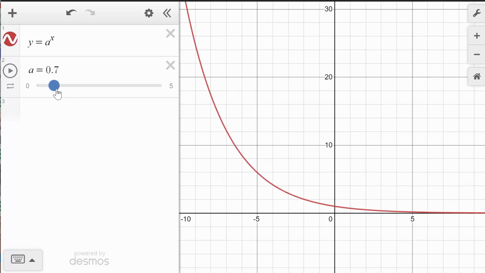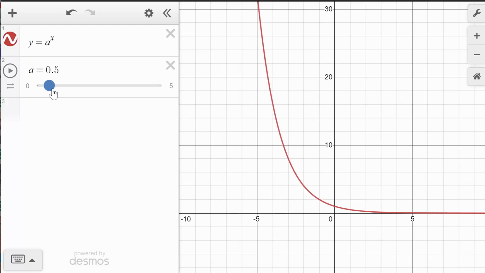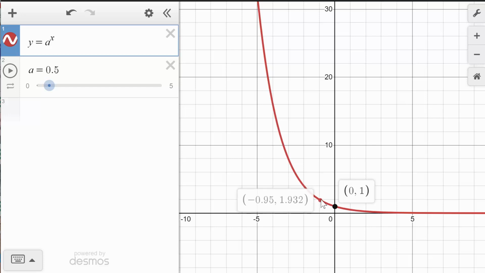When we get into fractions, notice how it slopes the other way. So 0.5 we know is a half, so this is a half to the power x. So when x is 1, this is now at a half. I can't get exactly on 1, but you can see that's pretty close. Still goes through 0, 1, of course. And now, when x is negative 1, we get a half to the negative 1, which is 2. I can't get exactly on there, but you can see how close that is.